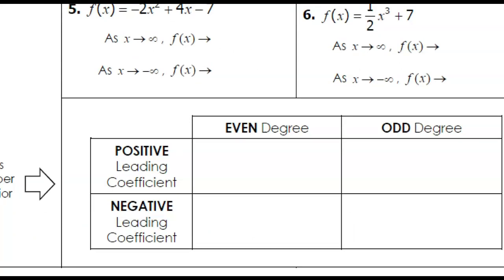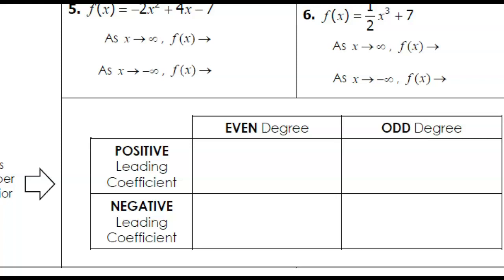So for positive and negative leading coefficients with an even and odd degree, this is going to tell you the end behavior. So it determines if they're both going to be going up, both going to be going down, if one's up and down, or if the other's going to be up and down. So it just tells you what direction it's going to go.